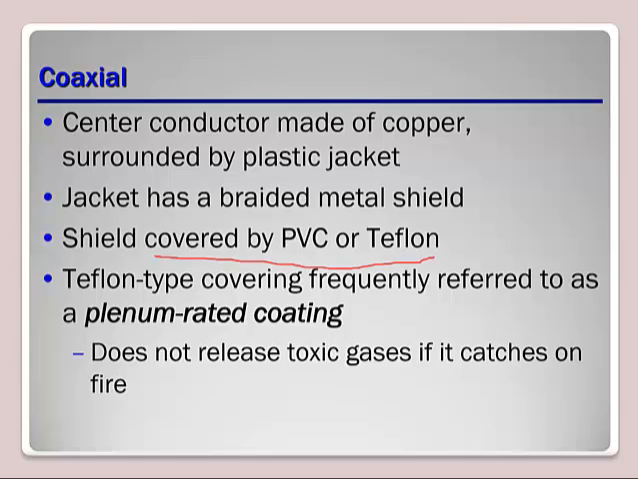And the shield is covered by some PVC or Teflon. The Teflon type covering is frequently referred to as plenum rated coating. We're going to talk about it right here. It does not release toxic gases if it catches on fire. So you need a plenum rated coating because specific building codes will require these coatings. If the building catches on fire and the cables start burning, plenum rated coating does not release toxic gases. So the people won't die of gases, but they may die of burning buildings.